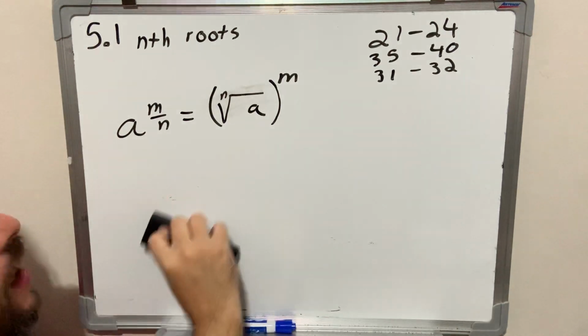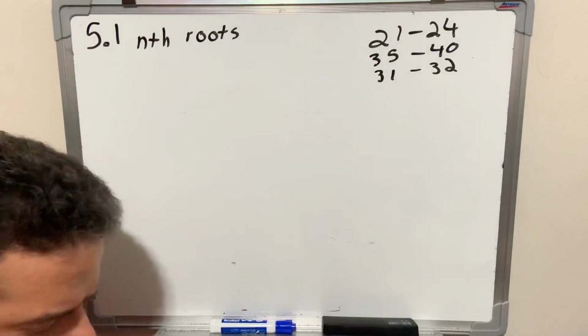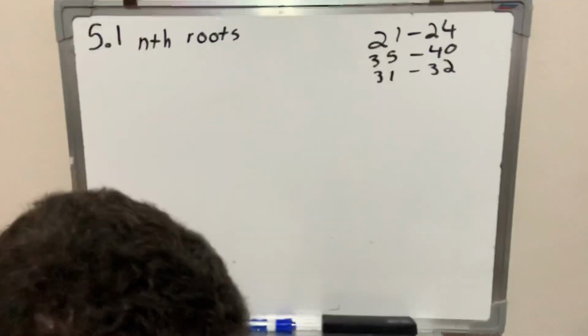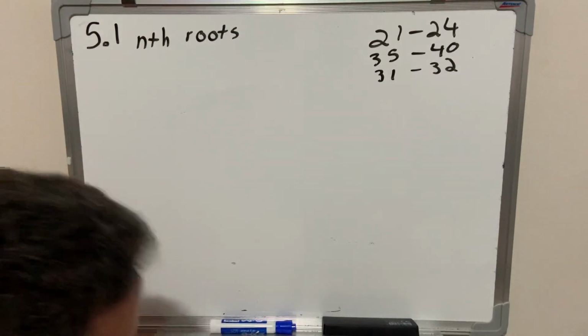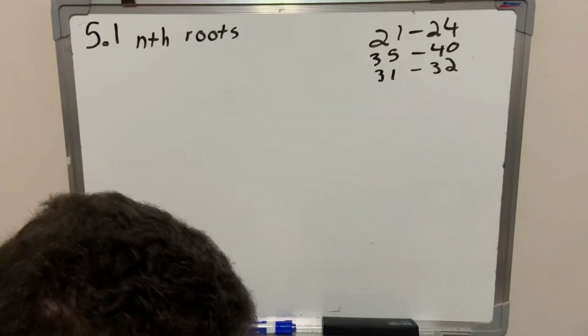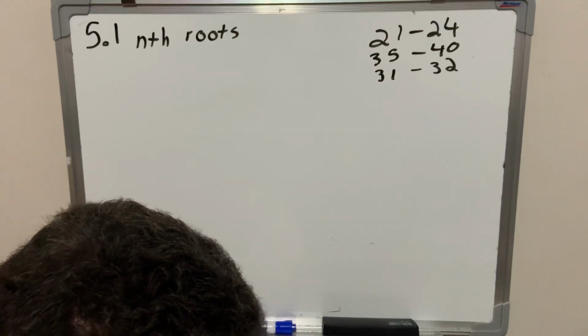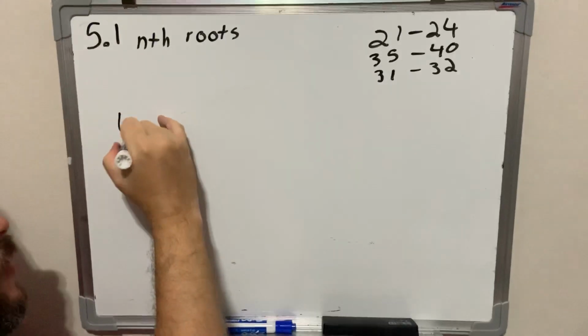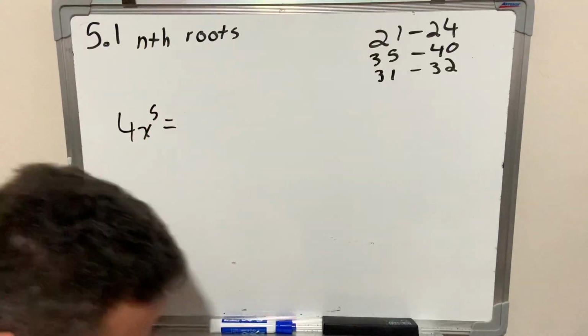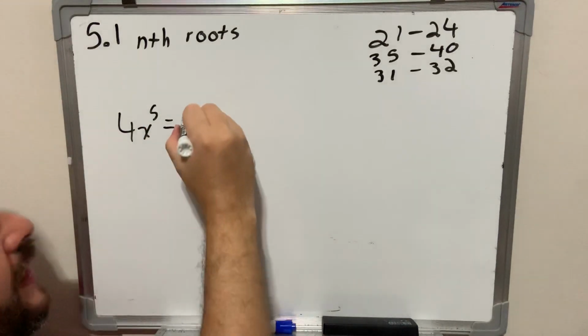Now let's solve an expression. And again, these are quite simple. Let's go over page 240, example 4. Let's do A. 4x to the 5th equals 128.